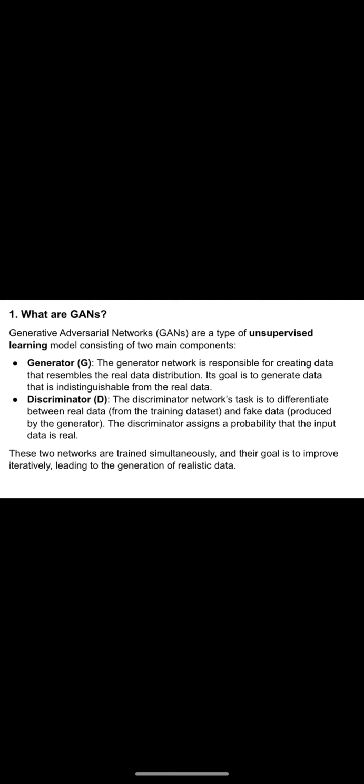Discriminator. The discriminator network's task is to differentiate between real data from the training dataset and fake data produced by the generator. The discriminator assigns a probability that the input data is real. These two networks are trained simultaneously, and their goal is to improve iteratively, leading to the generation of realistic data.